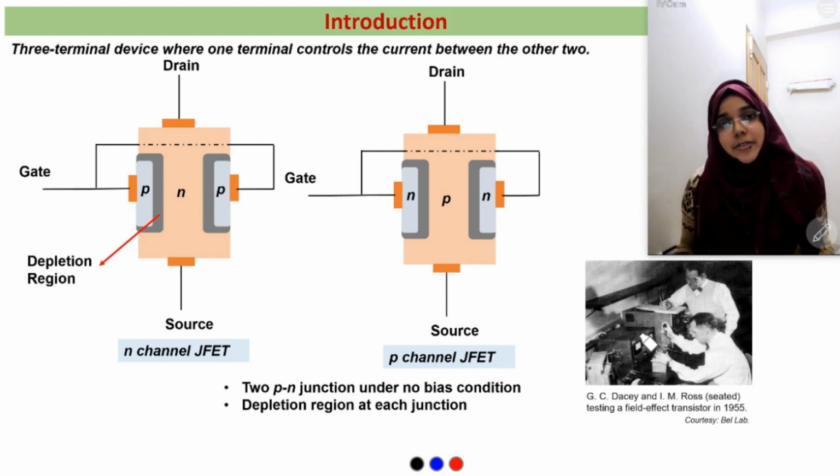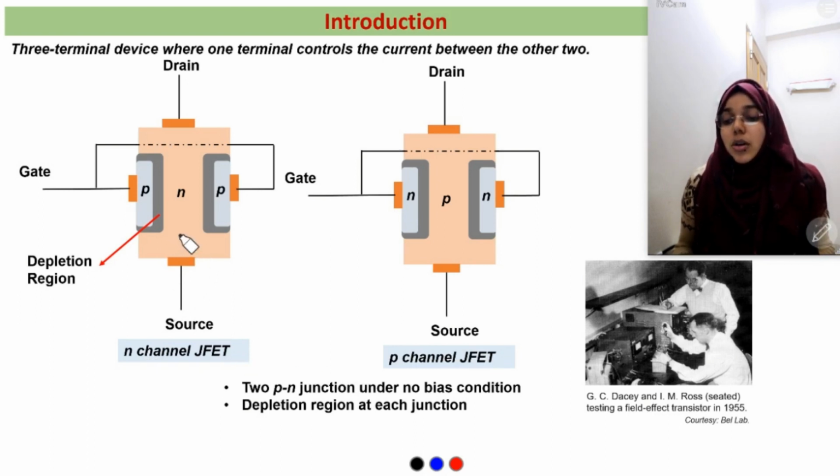Now, what is a JFET? JFET is a three-terminal device where one terminal controls the current between the other two. To explain this statement, let's look at the construction of JFET. JFET can be two types. One is N-channel, the other one is P-channel.